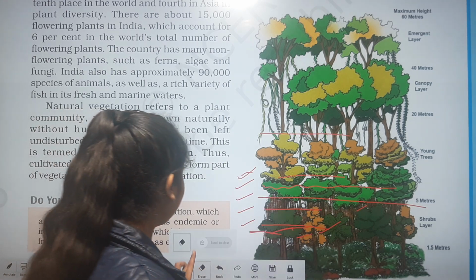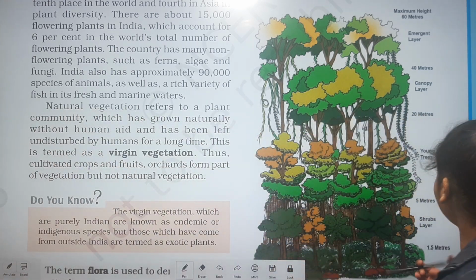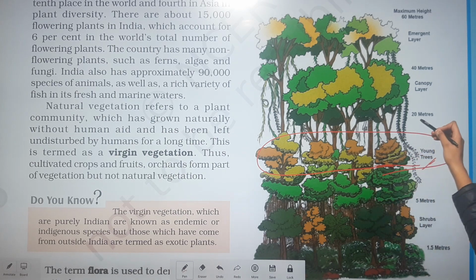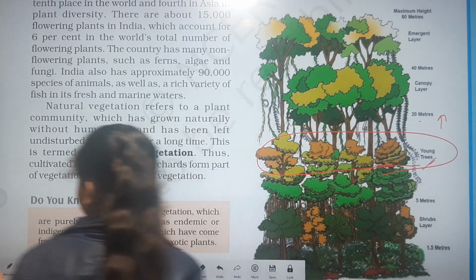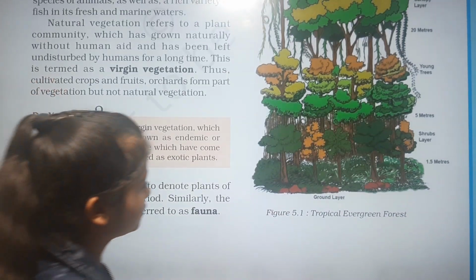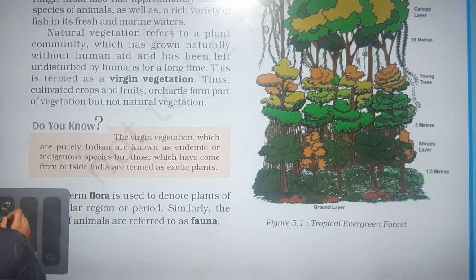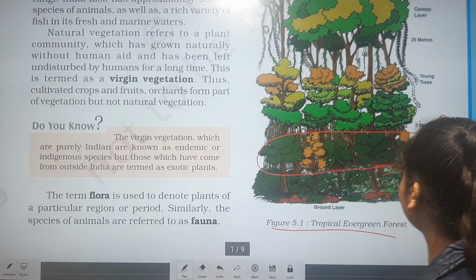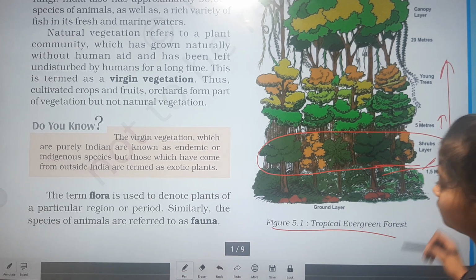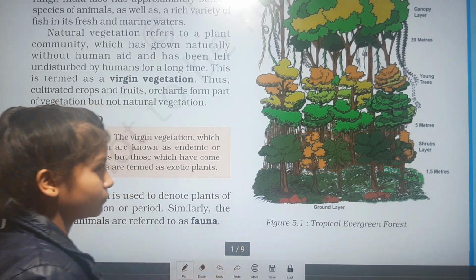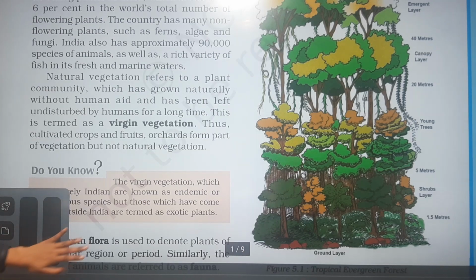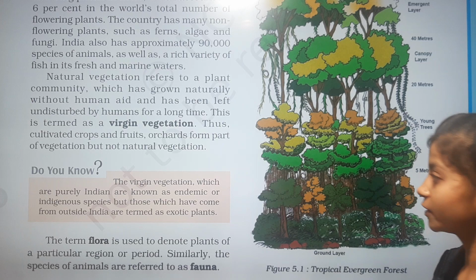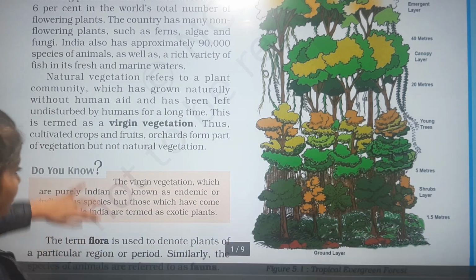Here a figure is given showing what a young tree looks like. This one is called a young tree. As we read about all the vegetation types, first of all it is given about the tropical evergreen forest, which looks like this. So first we have to read about the tropical evergreen forest. What is the tropical evergreen forest? Let's read about it.